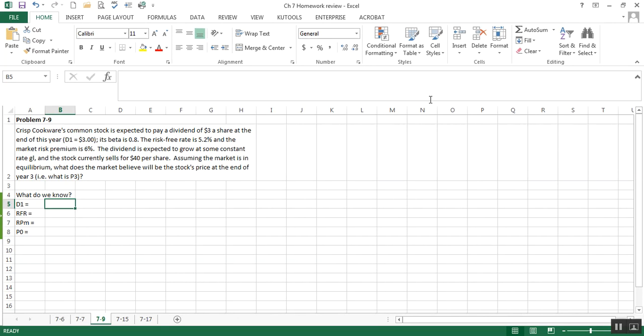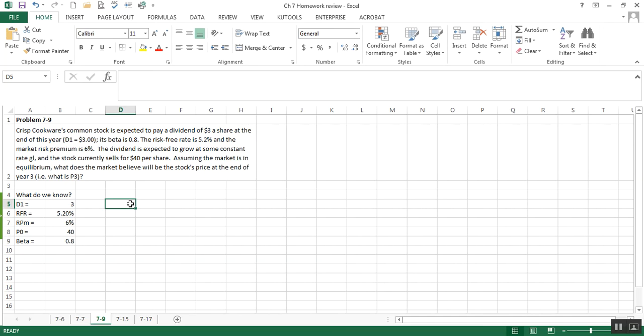So therefore, what's year 3? P3. So what do we know? Let's write that down. We know that D1 is $3. We know that the risk-free rate is 5.2%. We know that the market risk premium is 6%. P0 is $40 per share. And we also know our beta is 0.8. So what do we do with this information? The first step is that we need to calculate the rate of return in order to be able to solve for P3. So how do we calculate our rate of return?